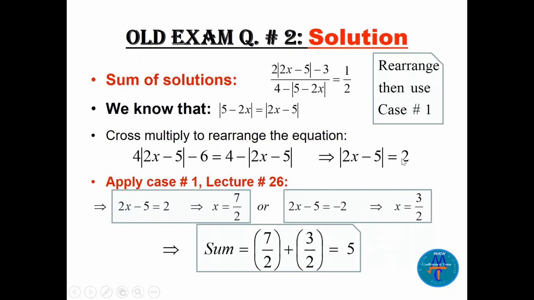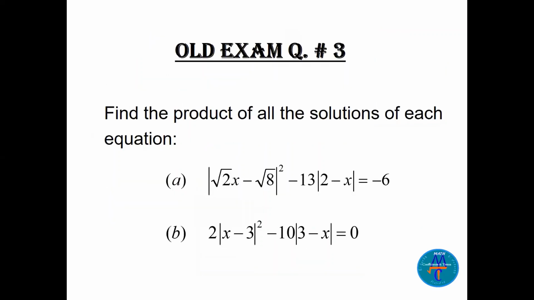Now this is ready, lecture 26, case number 1. So we have 2x minus 5 is equal to 2, or, you have to mention or, 2x minus 5 is equal to minus 2. The first solution, 7 over 2. Second solution, 3 over 2. Figure out the numbers, please. If we need the sum, you add them. So the solution is 5. Really nice question and important.